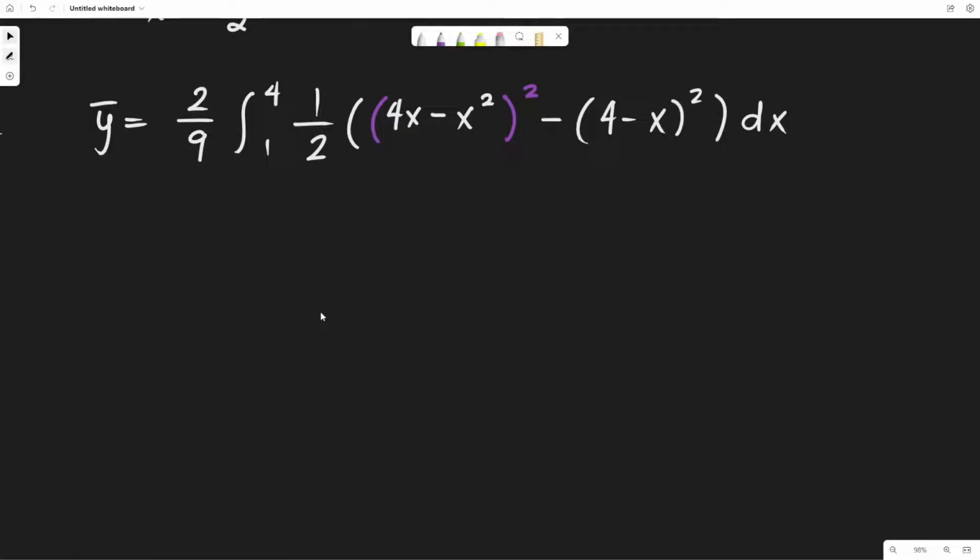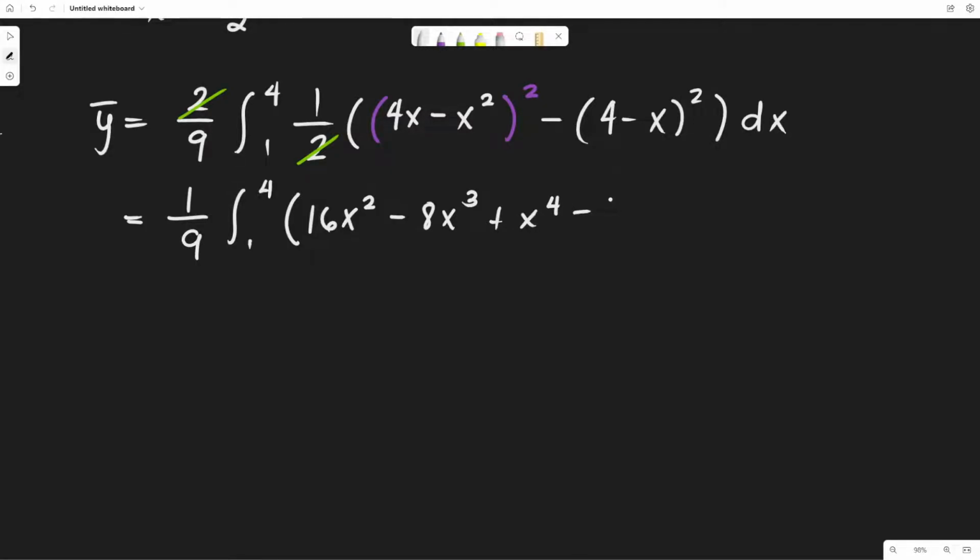So, we have 1 over 9, no? Lalabas ko na yung 1/2 pero makakancel yung 2. Diba? So, ito. Ayan. Then, the integral from 1 to 4 ng, so this will become 16x squared minus 8x cubed plus x to the 4th minus 16 minus 8x plus x squared dx.